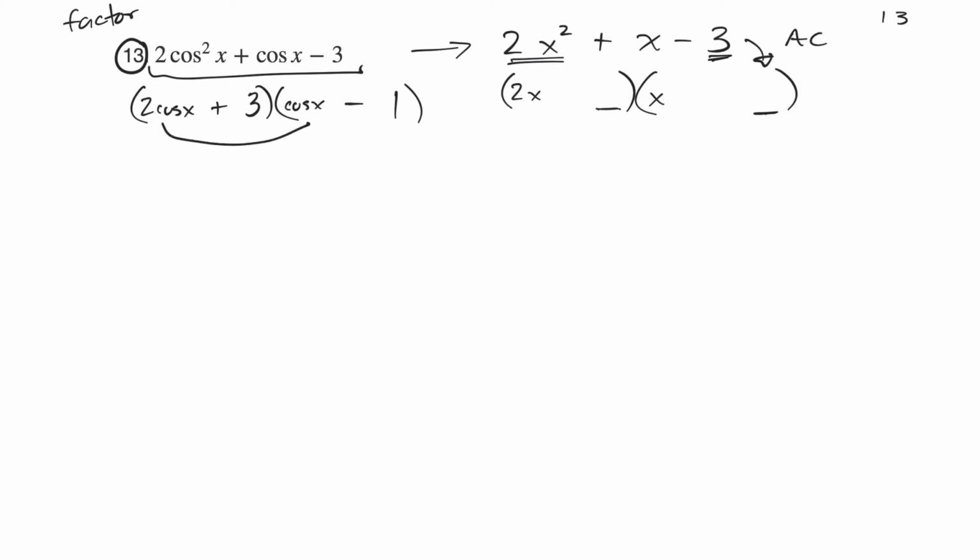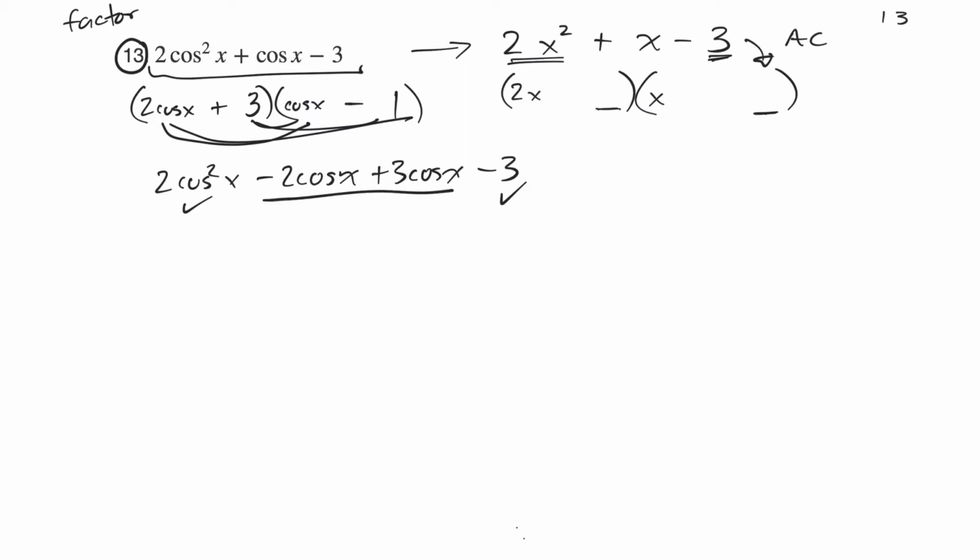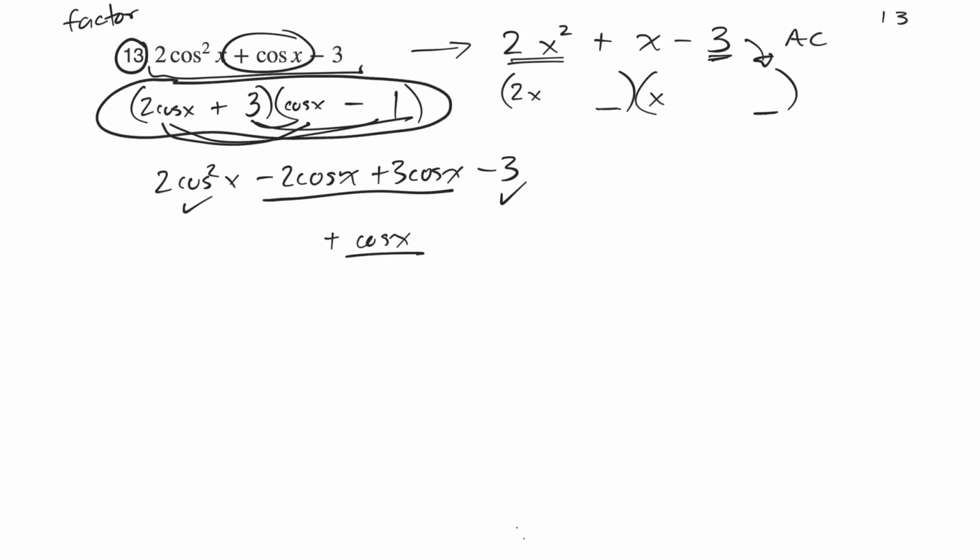So 2 cos times cos would be 2 cos squared x. 2 cos times negative 1 would be a negative 2 cos x. 3 times cos x is a positive 3 cos x, and 3 times a negative 1 is a negative 3. I know for sure I get the first and last term because I rigged it that way, but this middle term, when I add them, negative 2 plus 3 is a positive cos x, then I check at the top, and sure enough that's what they have. So this here is my factorization of that.